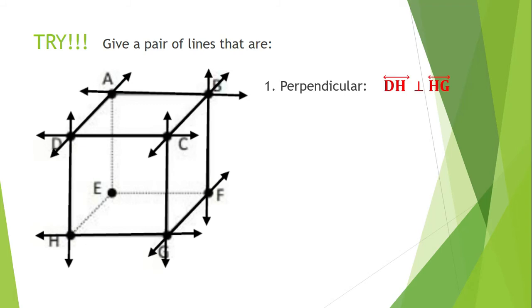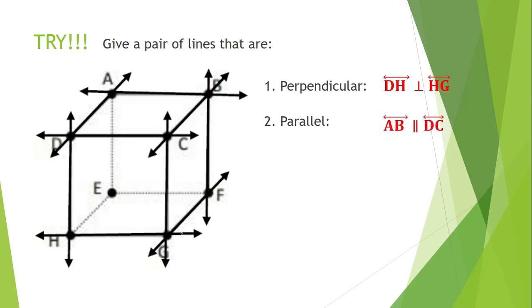So we can have line DH and line HG. Correct. Next, we have parallel. These are the lines that are on the same plane but do not meet each other.